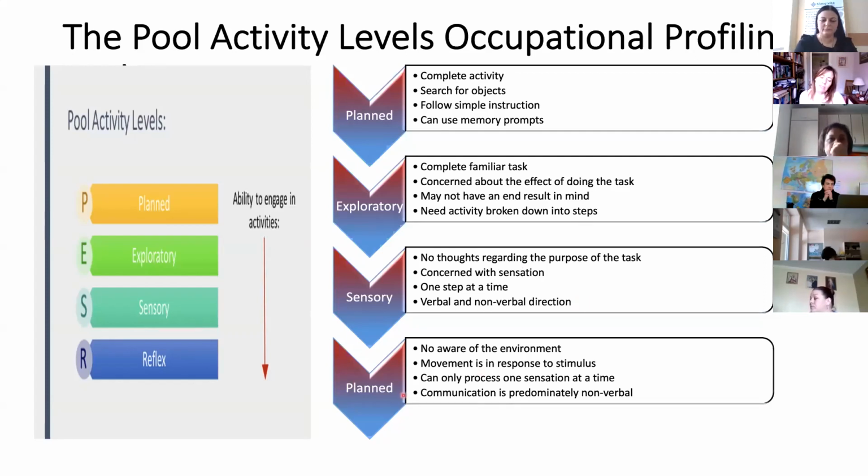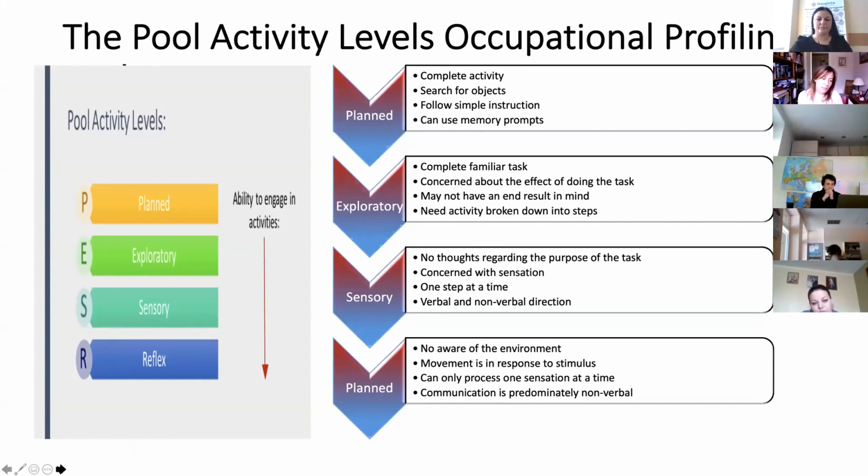And the final lowest level is the planned level. And this would be for individuals who perhaps are very poorly, maybe palliative care, very unresponsive. And this individual doesn't particularly have awareness of the environment. And actually movement is in response to a stimulus. When this is the case, we can only ever stimulate one sensation at a time. So you go in with your sensory approach using vision, and then you'd stop that one. And then you'd come back and you would use maybe auditory, and then you come back. So you'd only stimulate one sense at a time. And all the communication with that individual is going to be non-verbal.